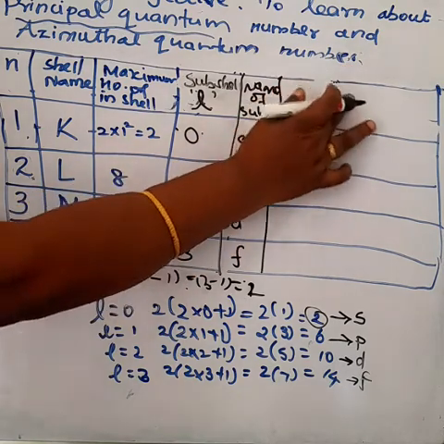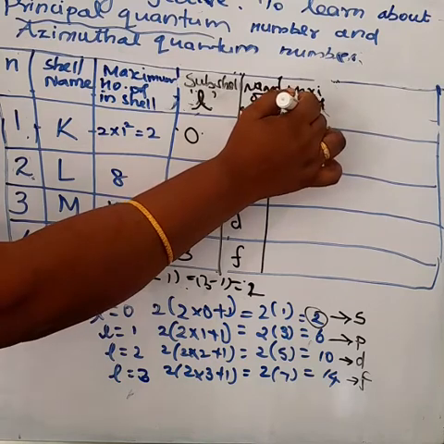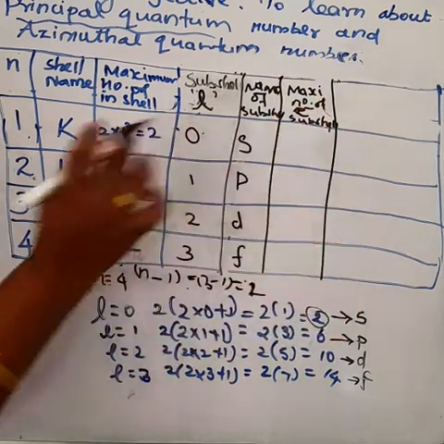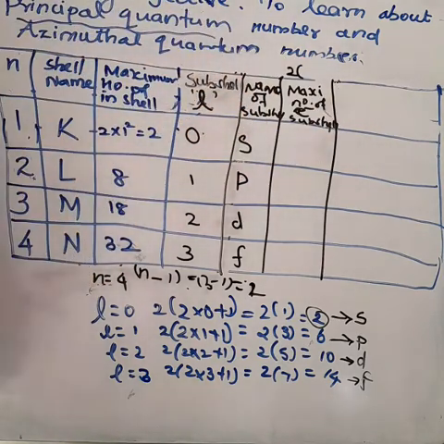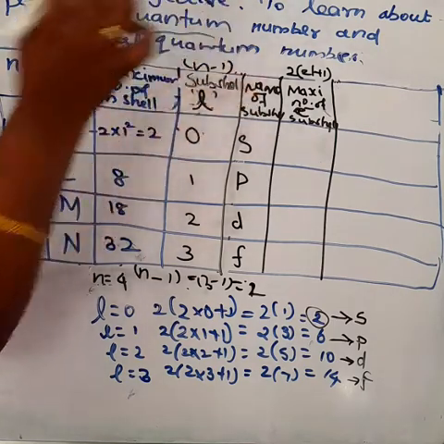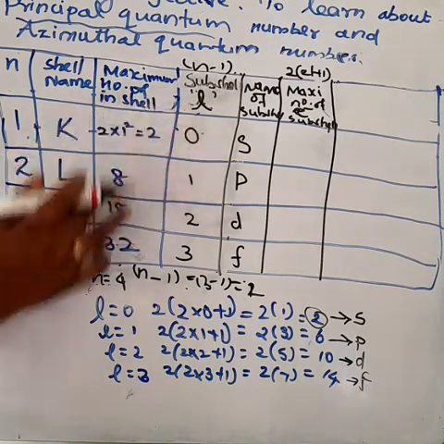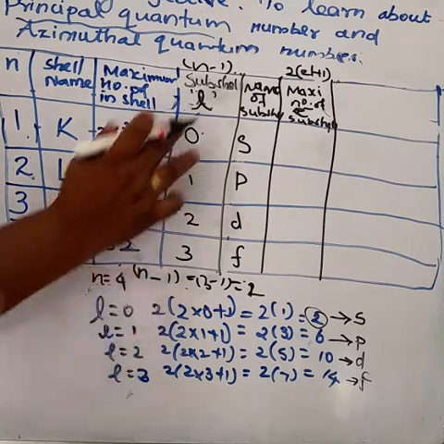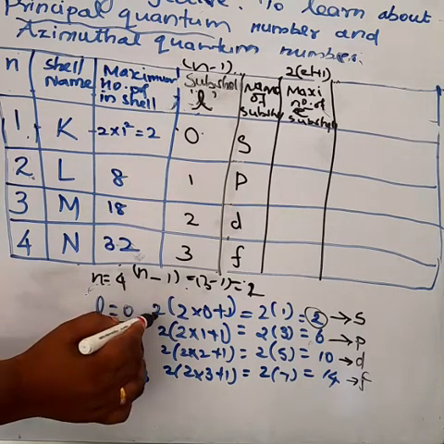Okay, understood? And now the maximum number of electrons we can accommodate within the subshells or within the orbitals. How many electrons we can accommodate in each orbital is given by one formula. What is the formula? 2 into 2L plus 1. Here, when L is equal to 0, we apply 2 into 2L plus 1. Already we calculated. So when L is equal to 0, how many electrons can we accommodate in the subshell?